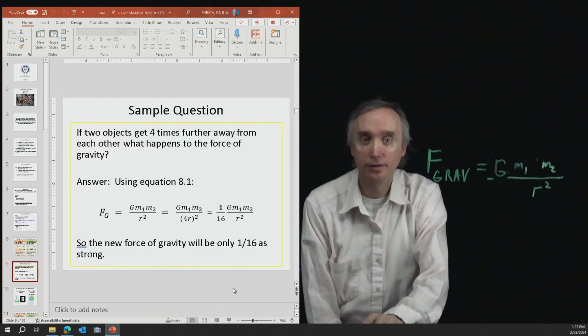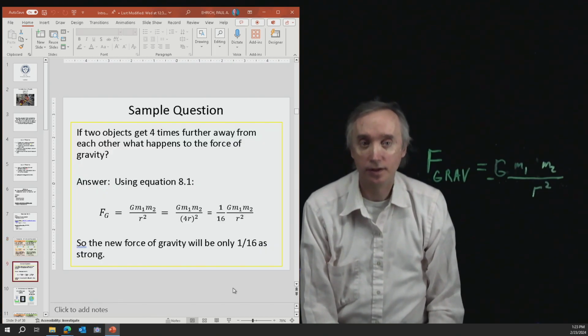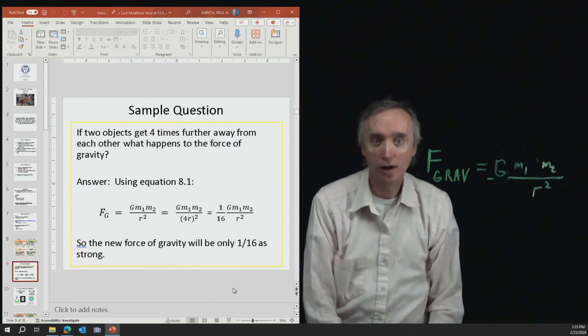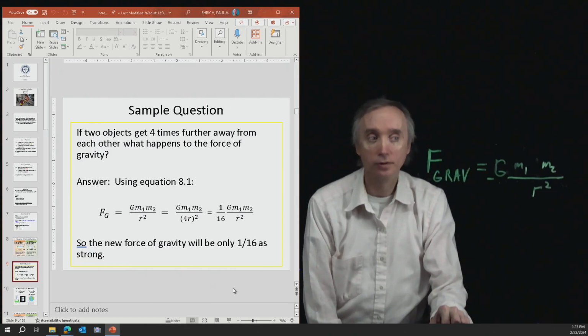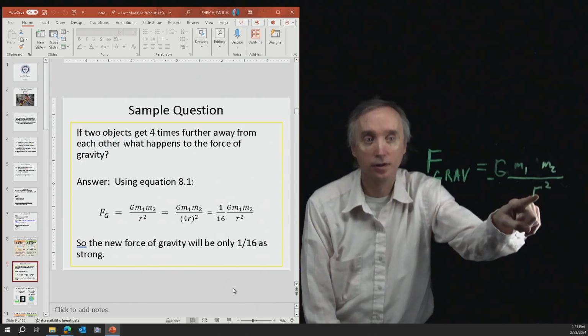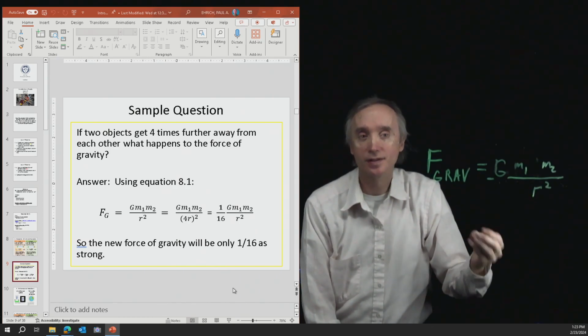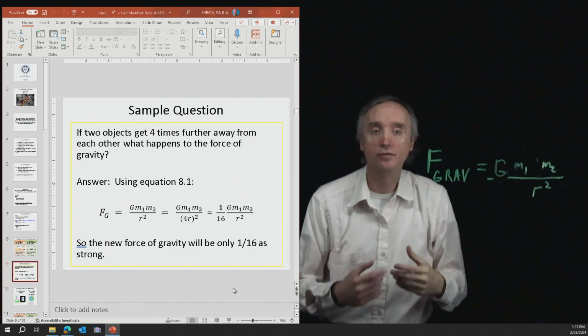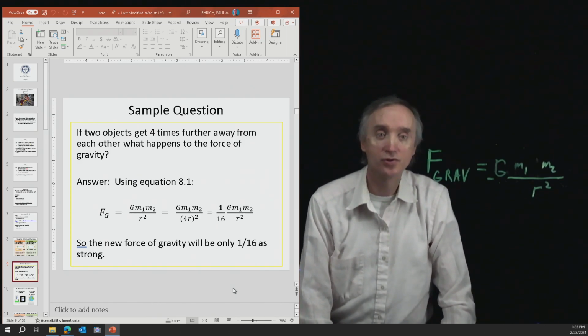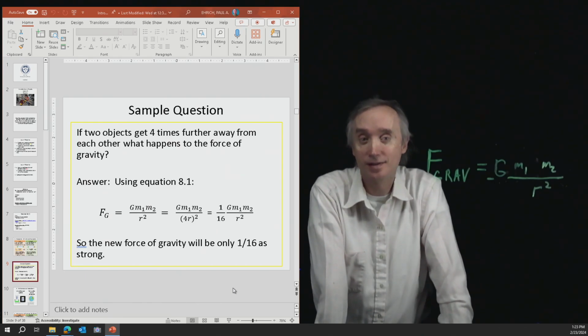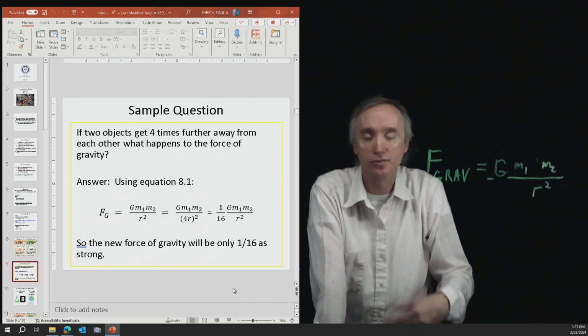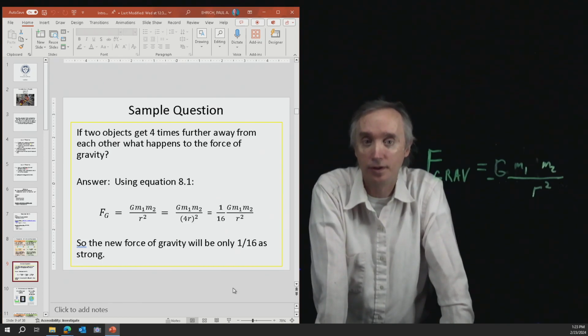All right, so what kind of question could I ask you on the exam? Two objects get four times further away from each other. What happens to the force of gravity on them? You're going to take the 4, substitute it in for the r, and remember to square it. So 4 times 4 is 16. You would say the force of gravity would be 1/16 as strong, or you could say 16 times weaker. Either of those two answers would be acceptable on the exam.